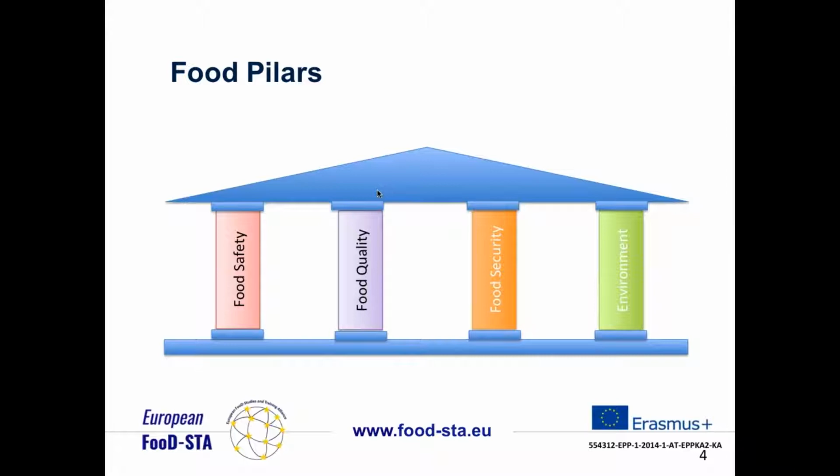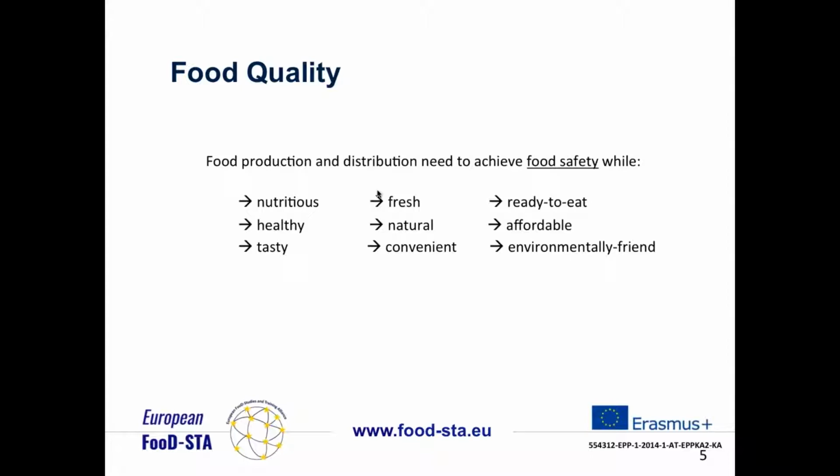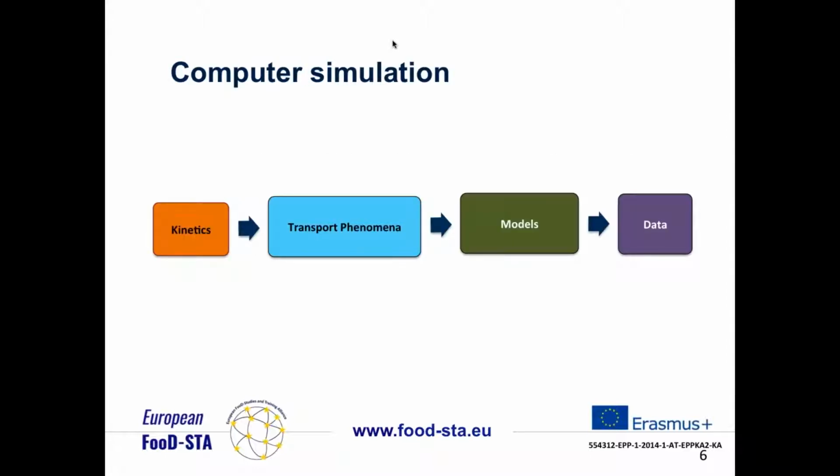And of course, the environmental impact. So, food has first to be safe, but then it has to be nutritious, healthy, tasty, fresh, natural, convenient, ready to eat, affordable, environmentally friendly. How can computer simulation help on this?